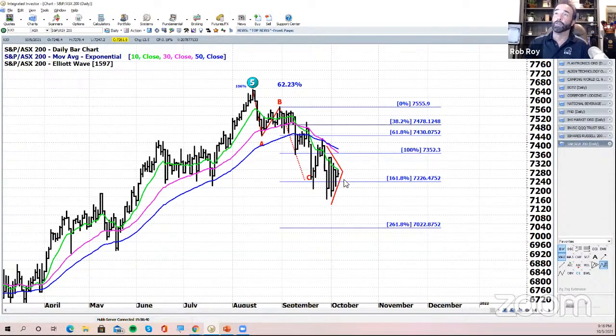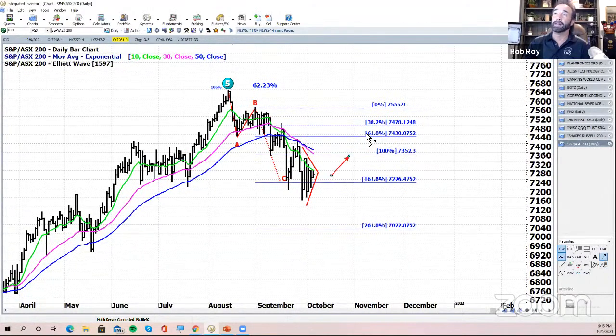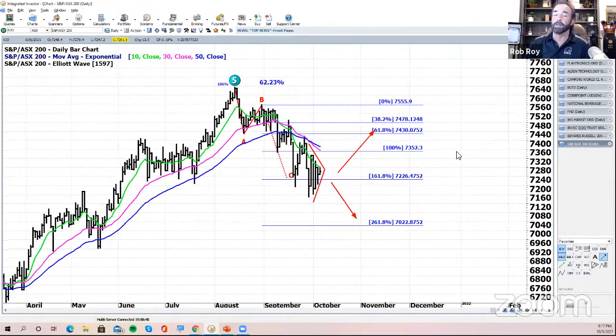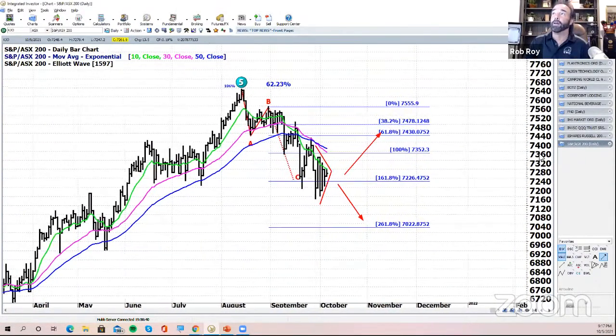So we'll see which way we break out of this triangle. We could turn and go back to the upside, or we could move down towards the 261.8% extension to the downside. Either one of those is possible. Right now, there's no clear signal. So if you're trading the Aussie market, you're kind of in a, all right, show me what you're going to do here. Show me what's going to happen from here. But right now, everything makes sense as far as where the consolidation lies. So we'll see where the breakout occurs.